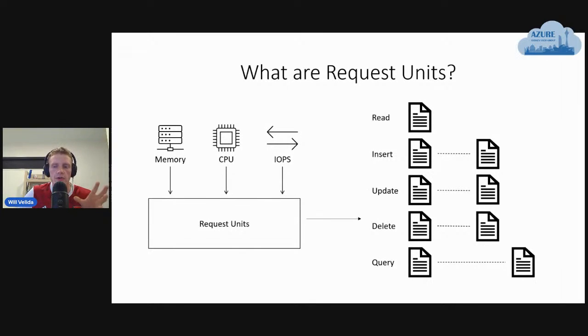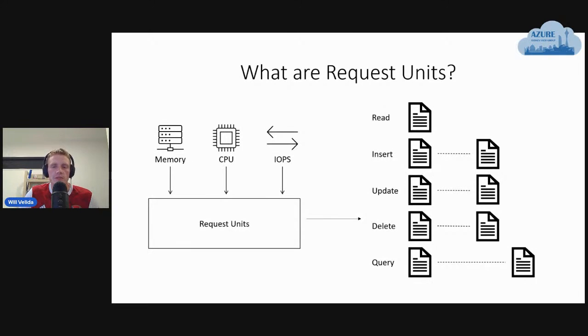Now, when we provision throughput, we provision it in increments of 100 request units per second, and we can increase or decrease the provisioned throughput at any time. So it's not like you provision, say, 400 request units and you're stuck with that for the lifetime of the container. You can actually scale this up and down depending on your workload requirements.